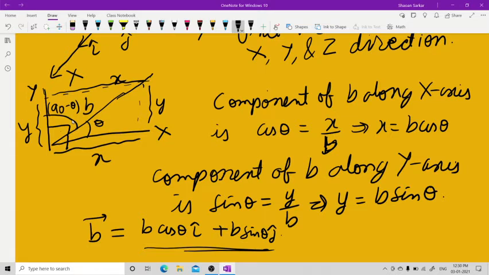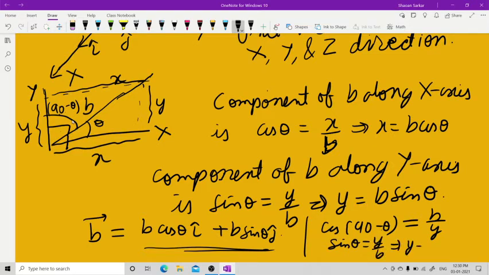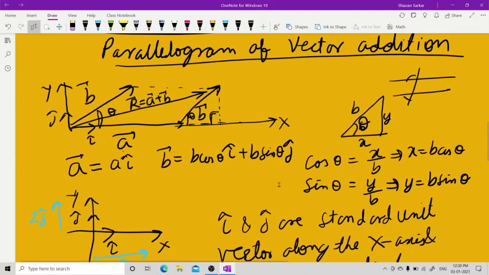You could have also used this component. Cos 90 minus theta is base upon hypotenuse. If you want to use this triangle, and this is the angle, cos 90 minus theta is the angle here, and cos 90 minus theta is sine theta, that is y by b, that is same as y equal to b sine theta. So I use this method or I use this method, I get the same component for y. I hope now you have understood why b is this quantity.